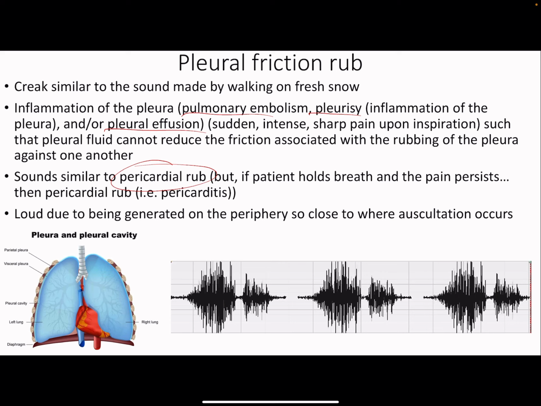The difference is if you hold your breath and the pain persists, and the sound persists, then you're dealing with a pericardial rub. It's a heart issue. But if it stops when you stop breathing, then it must be a pleural rub of the lungs. And it's going to be particularly loud considering that the pleura are on the periphery, and that's where auscultation is occurring. So let's listen.